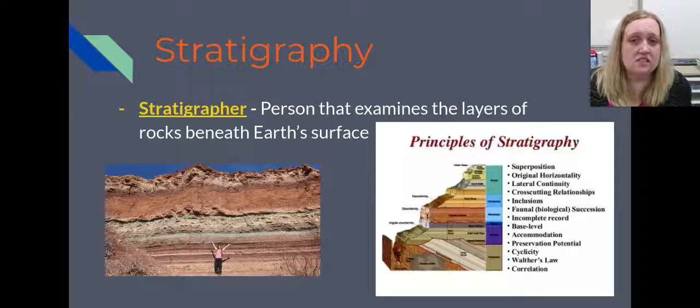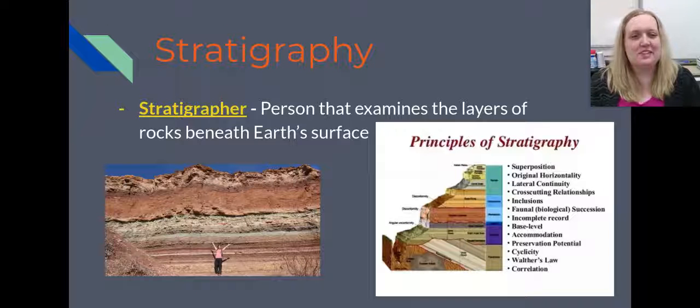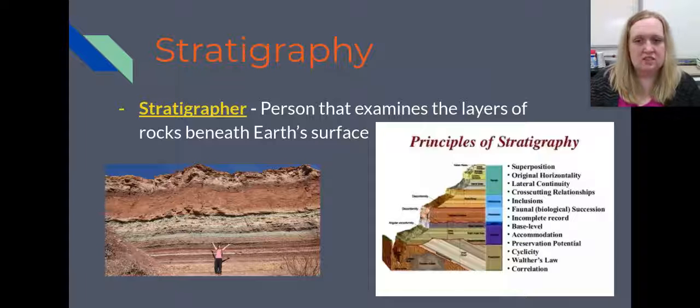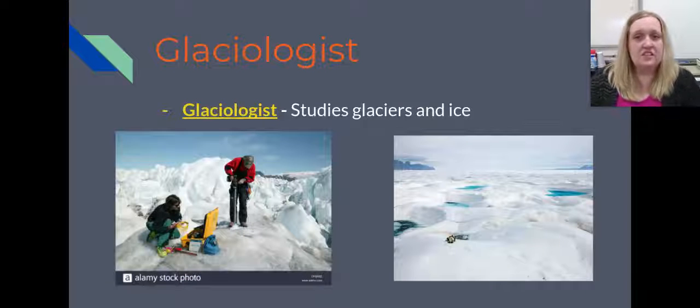Stratigrapher. This is a person that is going to examine layers of rocks beneath Earth's surface. So there's an individual in the first picture that you can see there's very obvious layers of rocks behind her. So that is what they're going to look at, the different ages of rocks, maybe organisms that are found. There's also different principles that we'll discuss this year, later this semester. Okay, glaciologist. A glaciologist is an individual that's going to study glaciers and ice. Look at the composition of glaciers, maybe if there's any contaminants in the area, and other things like that.